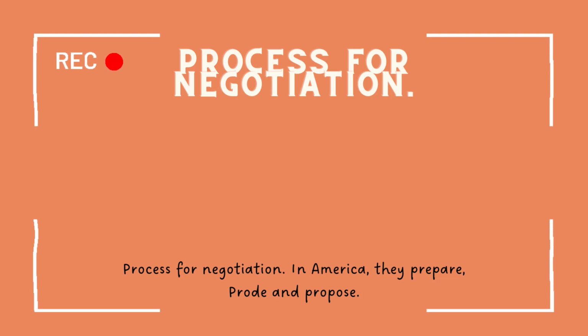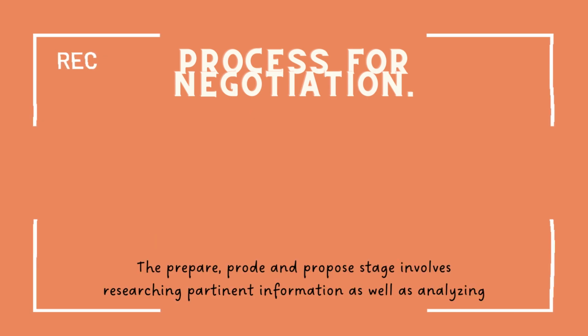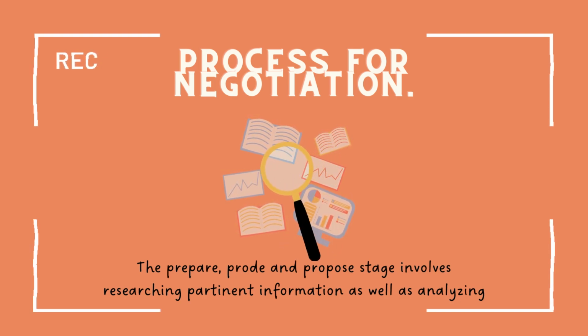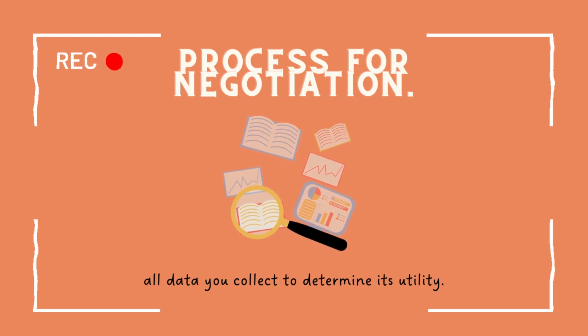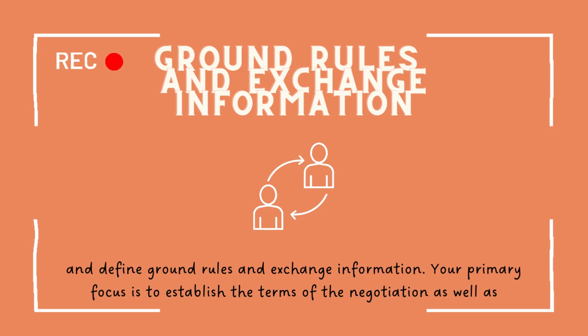For the negotiation process in America, they prepare, probe and propose. The prepare, probe and propose stage involves researching pertinent information as well as analyzing all the data you collect to determine its utility, and defining ground rules and exchanging information.